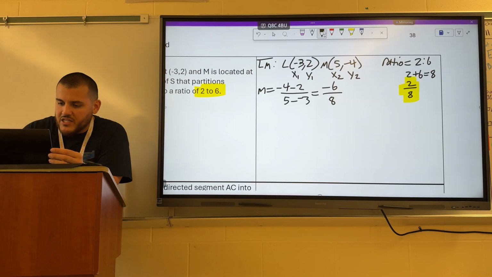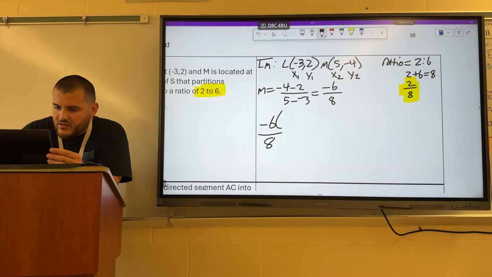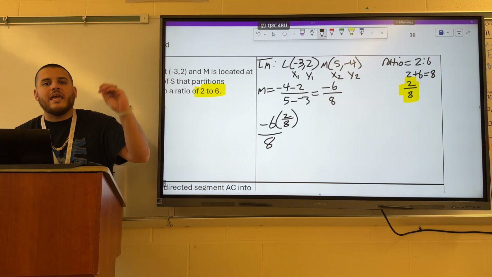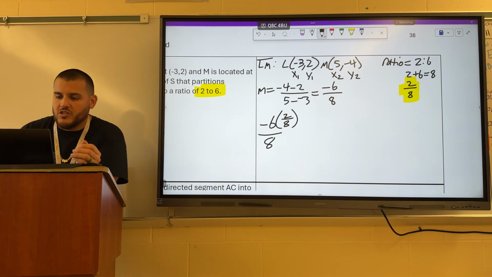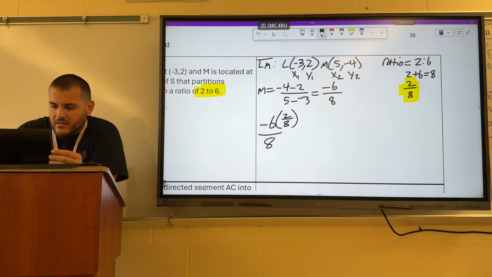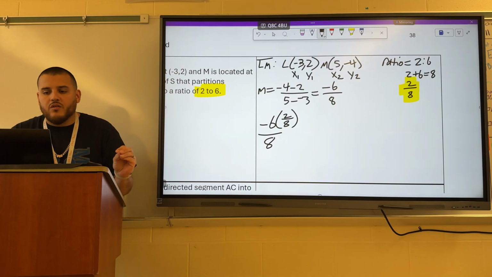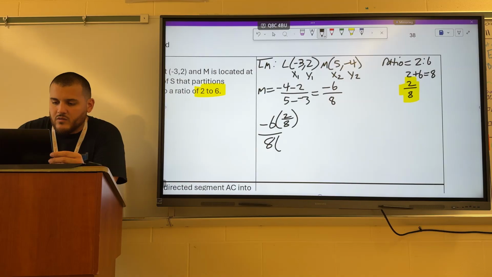Remember what we did at this stage. We took that slope and we multiplied by this fraction. If it's -6 units apart for our y coordinates, we need 2/8 of that to find our partitioning point, which is called point S in this example. It's 8 units apart for our x coordinates. We need to find 2/8 of that distance to get to our point S.